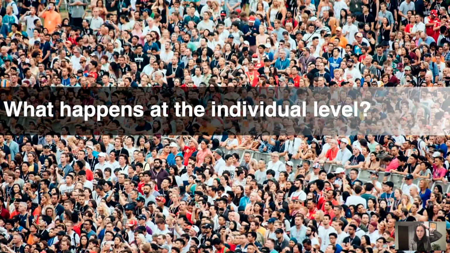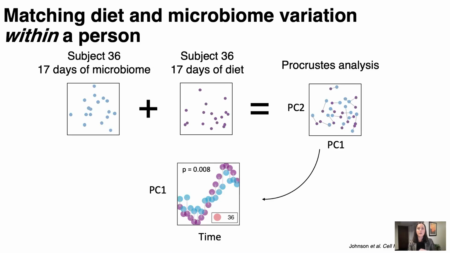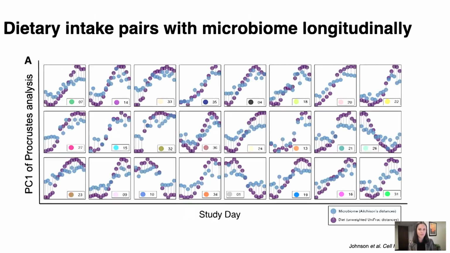So what happens at the individual level? We're talking about precision and personalized approaches. We did the same thing where we took a person's diet and their microbiome, and we asked whether or not they paired. And here we take one person's 17 days of diet, one person's 17 days of microbiome, and ask if there's agreement. And we find that for almost all of the participants, 28 of the 34, we find significant agreement between their diet and their microbiome when we looked longitudinally within a person.